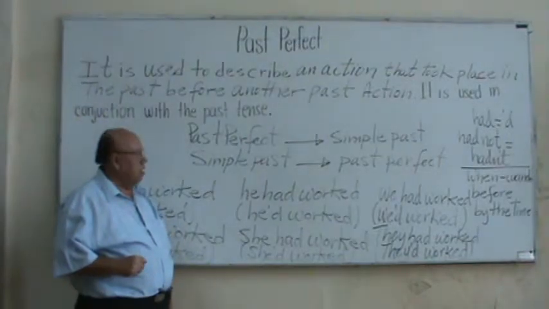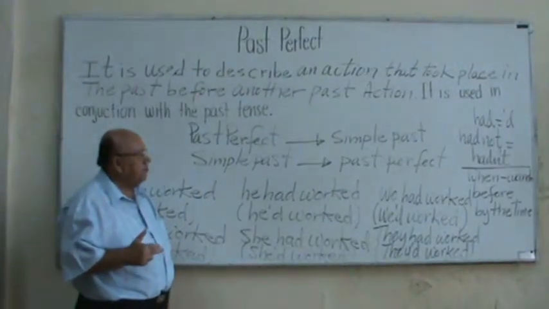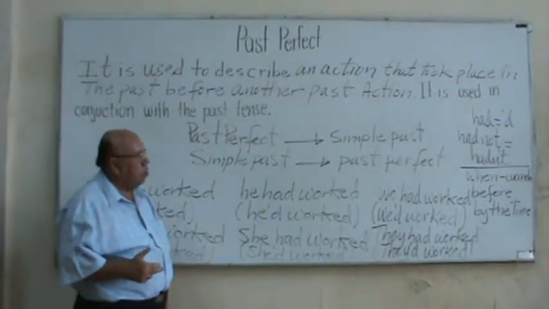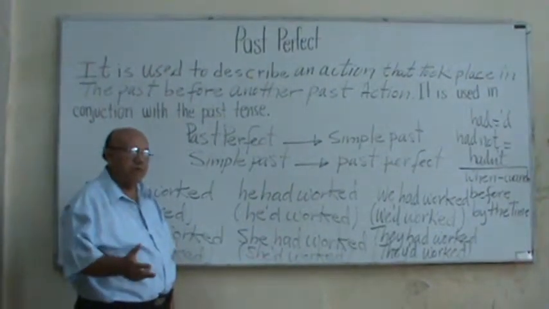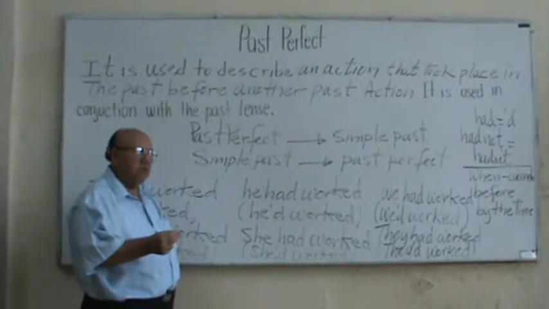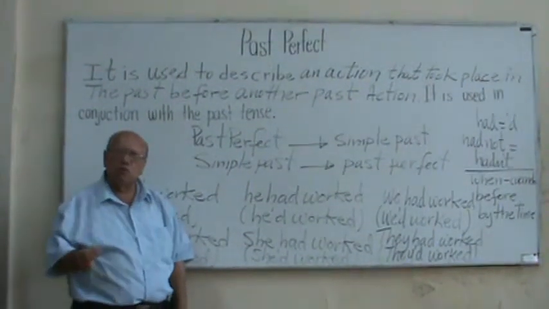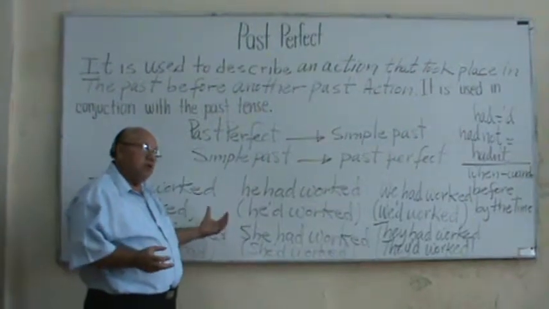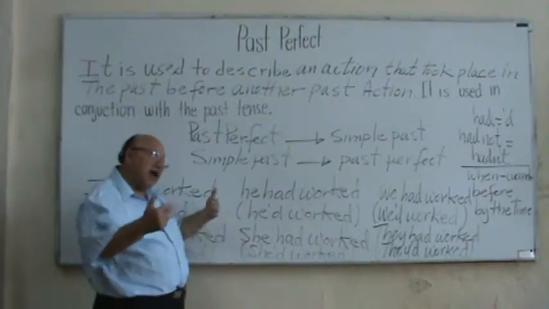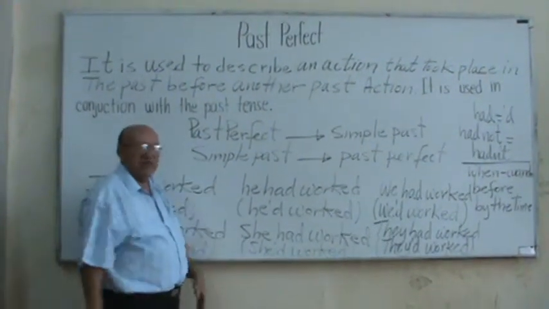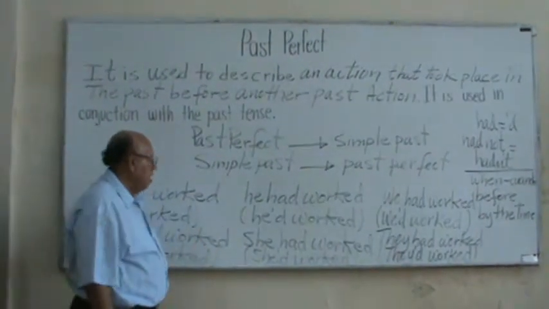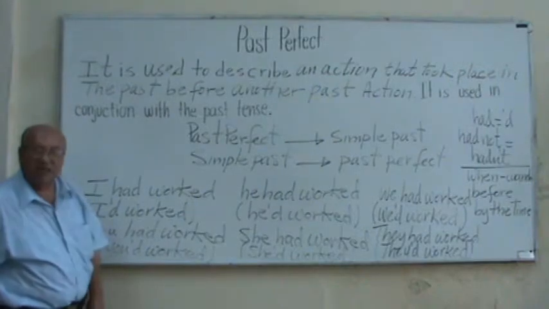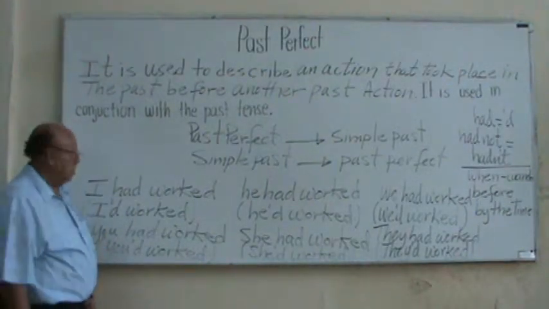Ejemplo, I had finished my homework before you came. Había terminado mi tarea antes de que tú vinieras. ¿Ok? Una acción que se llevó a cabo antes que otra en el pasado. Ok, vayamos a la conjugación. En inglés, let's go to the conjugation.